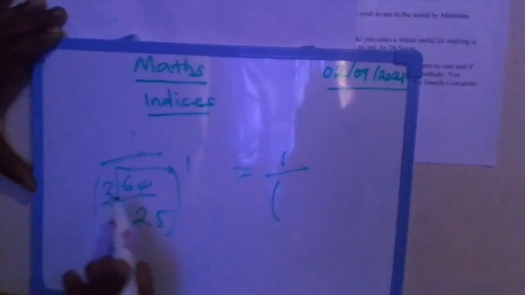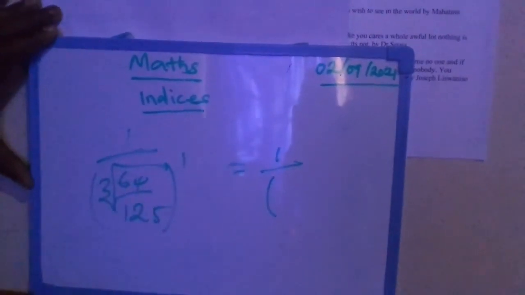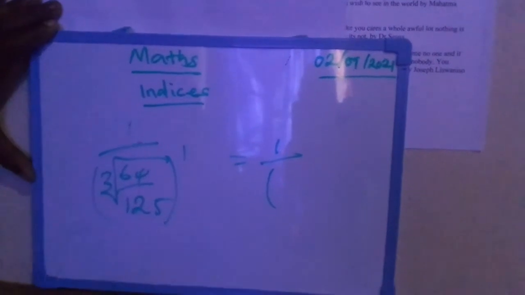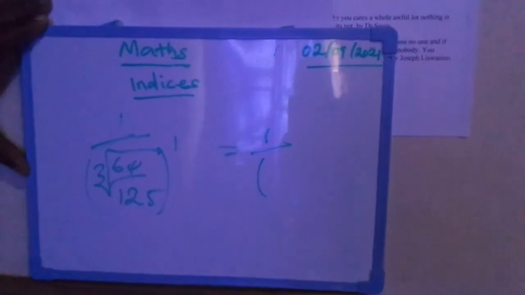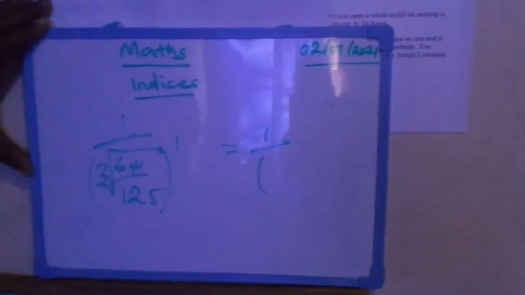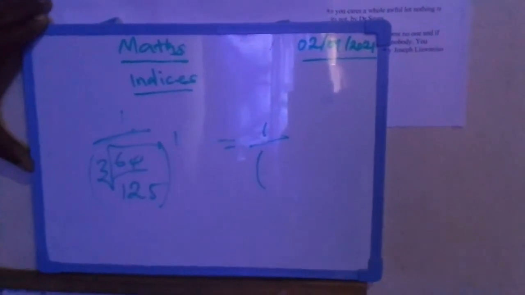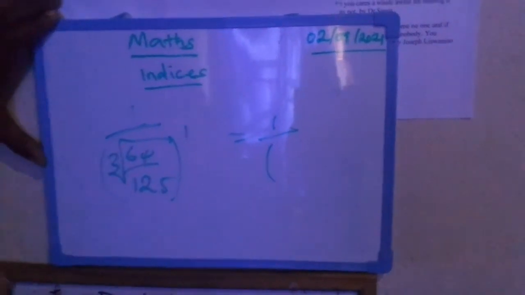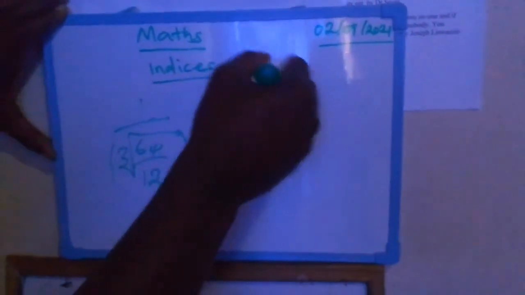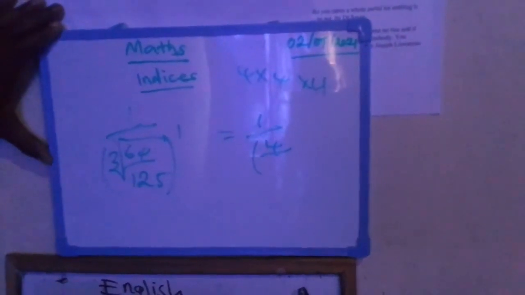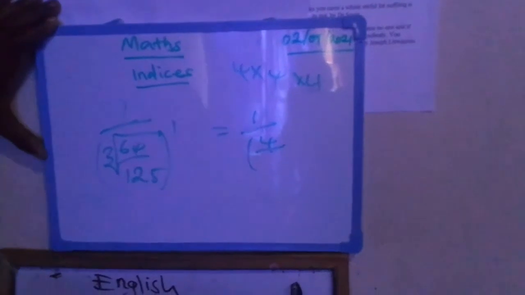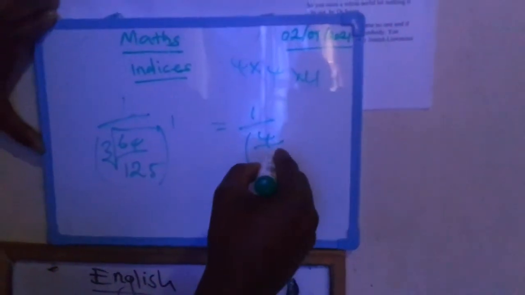Now, what is the cube root of 64? It means the number which, when multiplied by itself 3 times, gives us 64. Definitely that is 4, because 4 times 4 times 4 gives 64. So the cube root of 64 is 4. Then the cube root of 125 is 5.